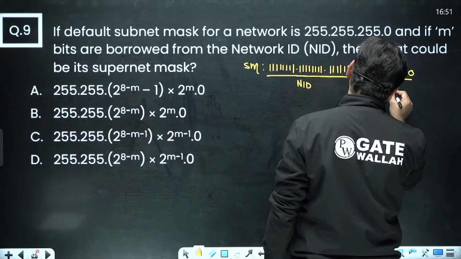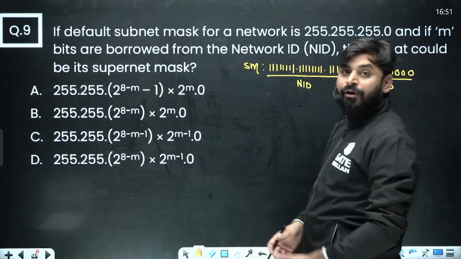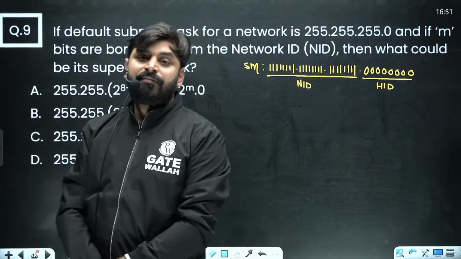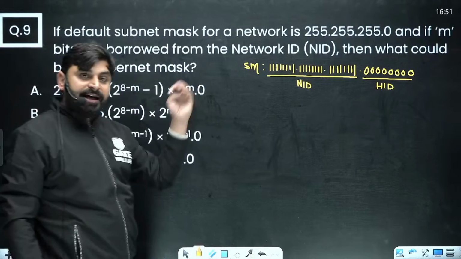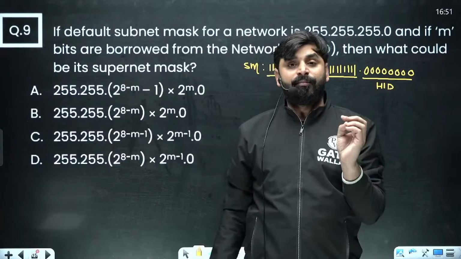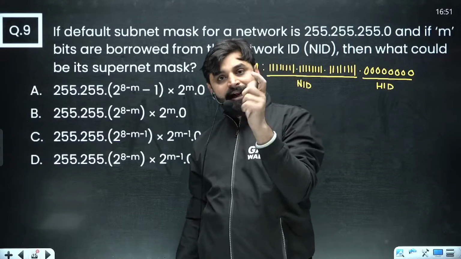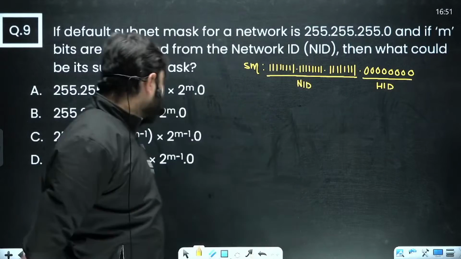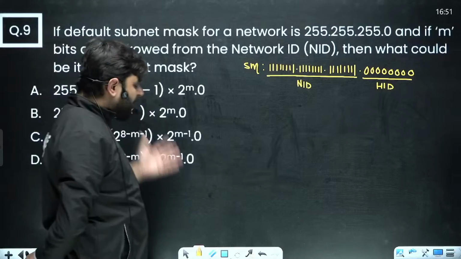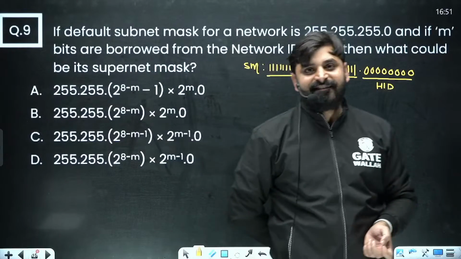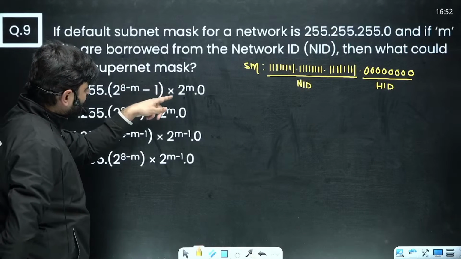Now, what is given here? If m bits are borrowed from the network ID, then what could be the supernet mask? This is nothing but the supernetting concept, because in supernetting we borrow from the network ID part. So these options are given. We can solve this question with the help of the options. The third octet value is 2 power 8 minus m, minus 1, into 2 power m: 255.255.(2^8 - m - 1 * 2^m).0.